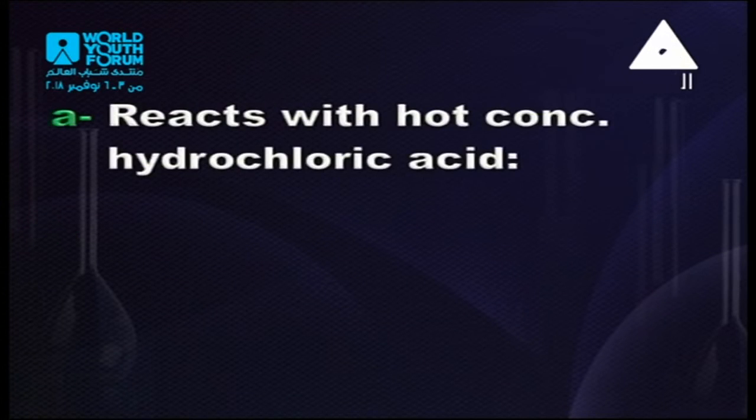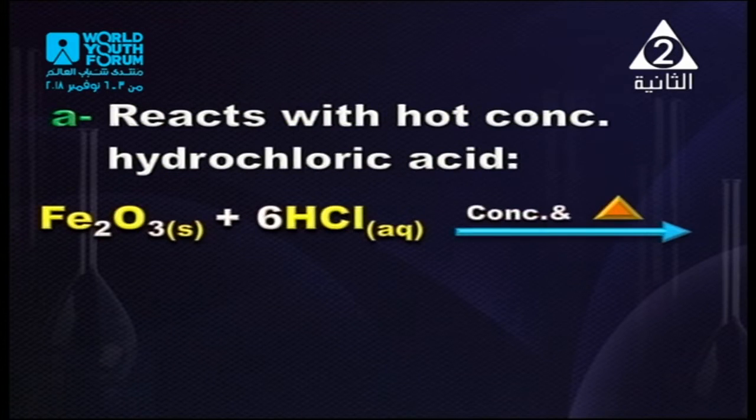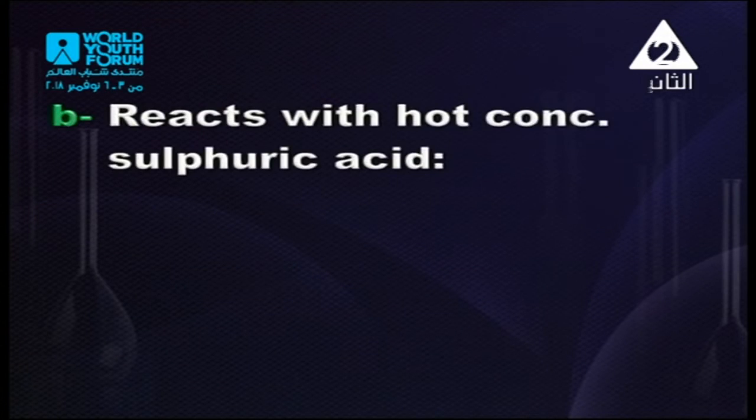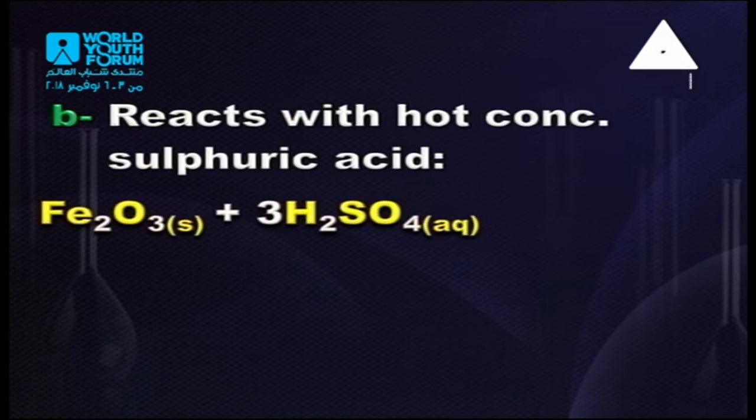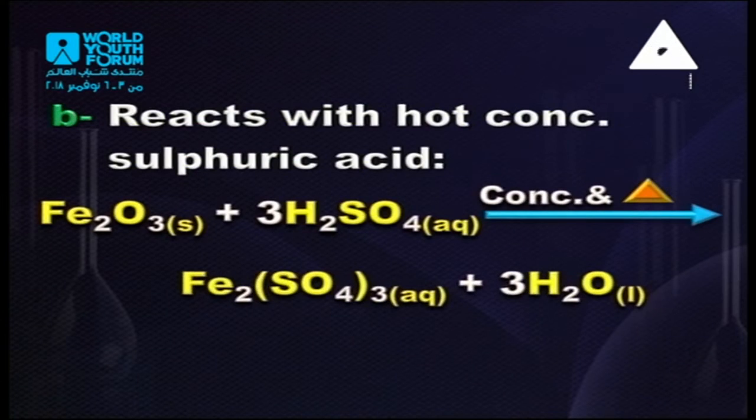As the reaction on the screen shows, the reaction of iron 3 oxide with hot concentrated hydrochloric acid gives iron 3 chloride and water. It also reacts with hot concentrated sulfuric acid. Here iron 3 oxide reacts with sulfuric acid by heating and concentrated, and it gives iron 3 sulfate and water is produced.